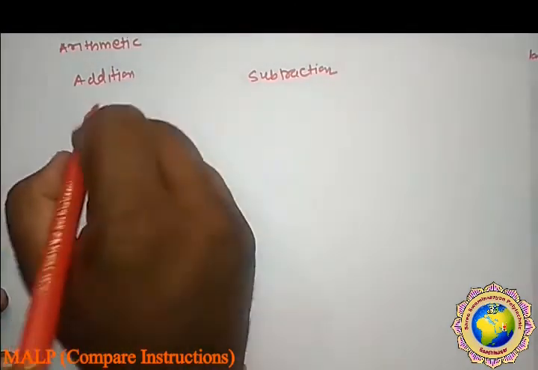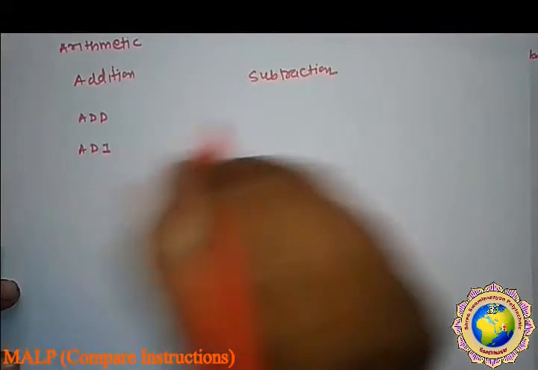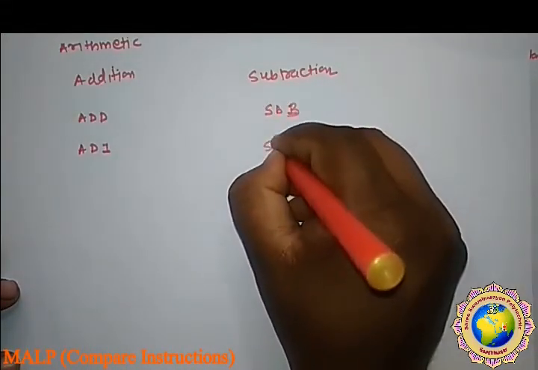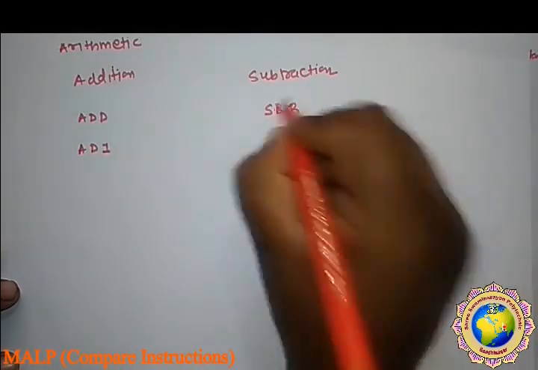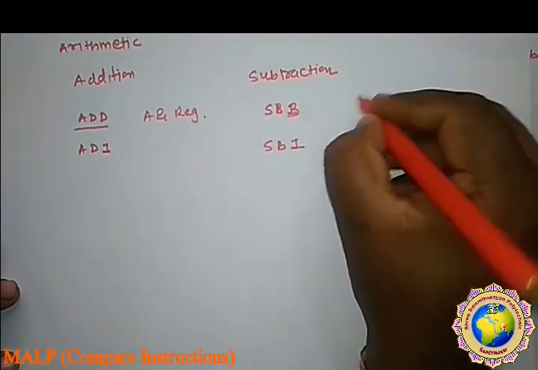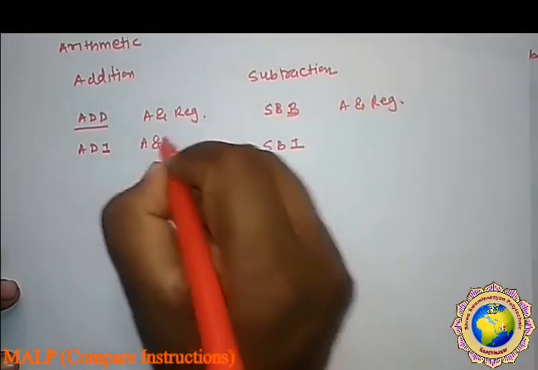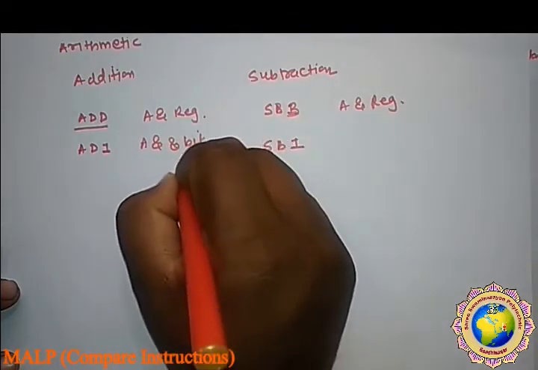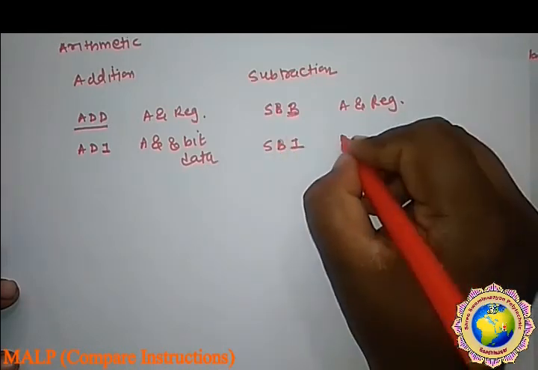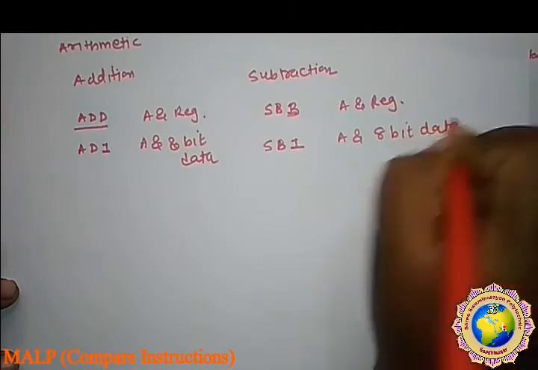Okay, addition, you have studied ADD and ADI. For the subtraction, SBB and SBI. Okay, this is the addition of A and register. This is the addition of A and register. This is the addition of A and 8-bit data. This is the subtraction of A and 8-bit data.